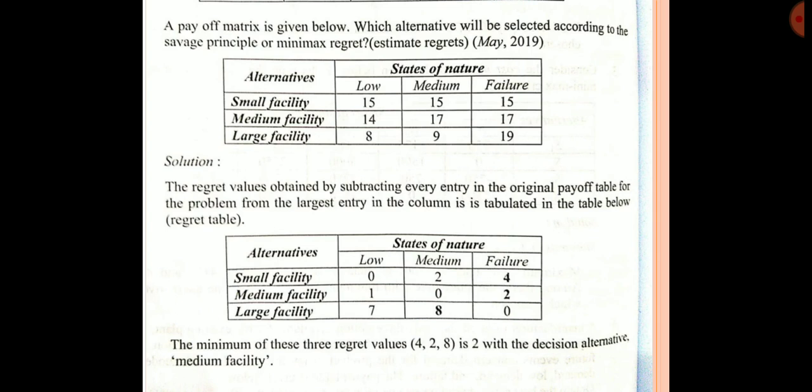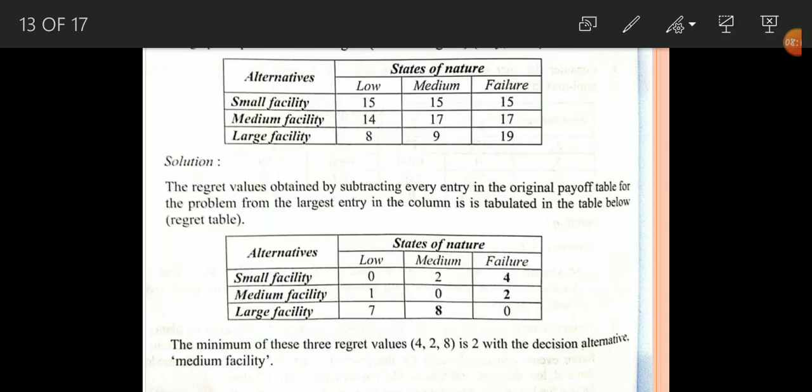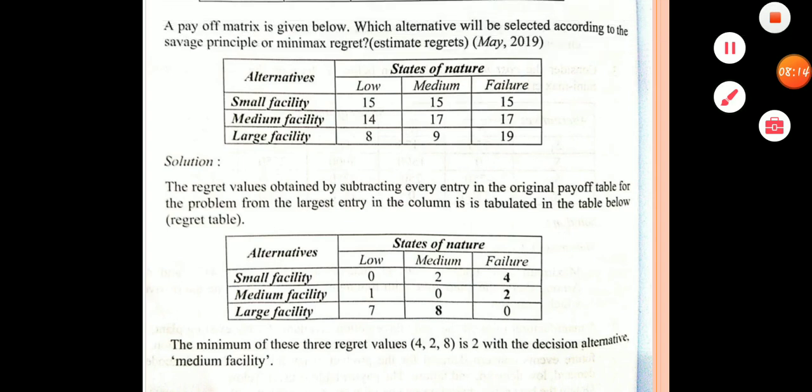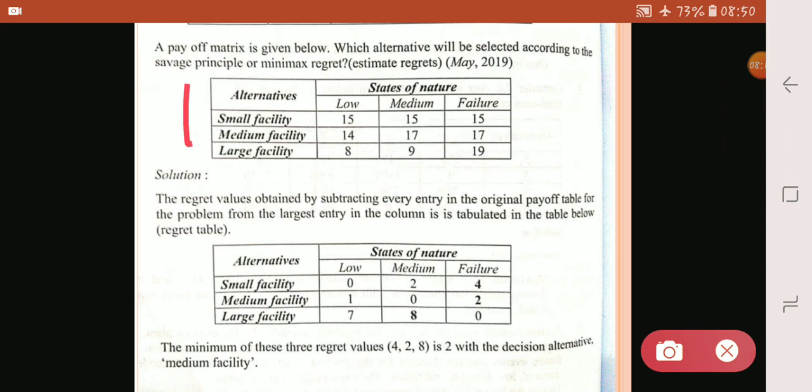Now let's move on to the last, that is the Savage principle. In order to find the Savage principle, this is the question. The payoff matrix is given below. The alternatives and the events are given. Here 3 alternatives and 3 events are given.